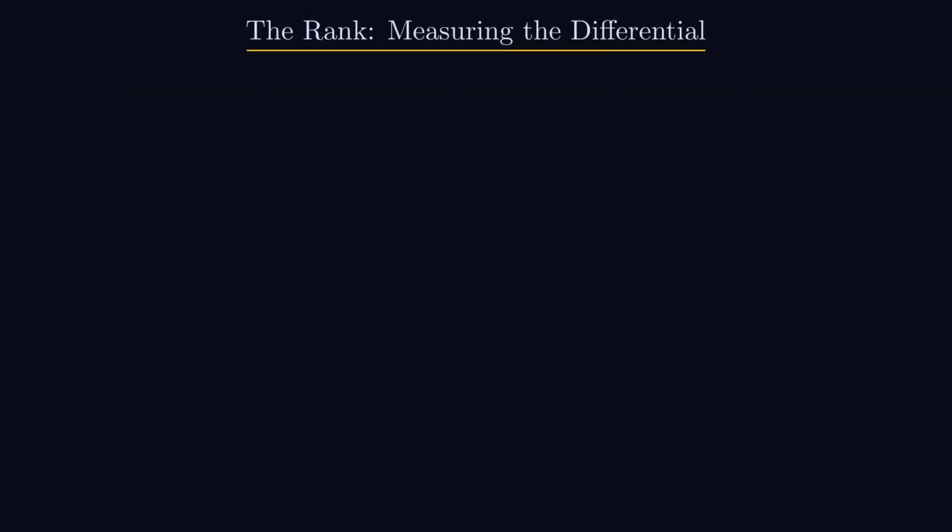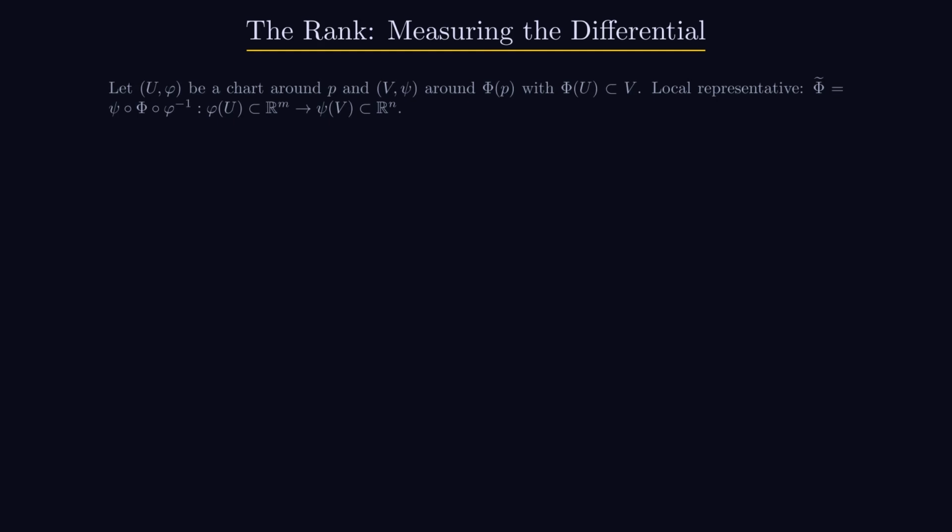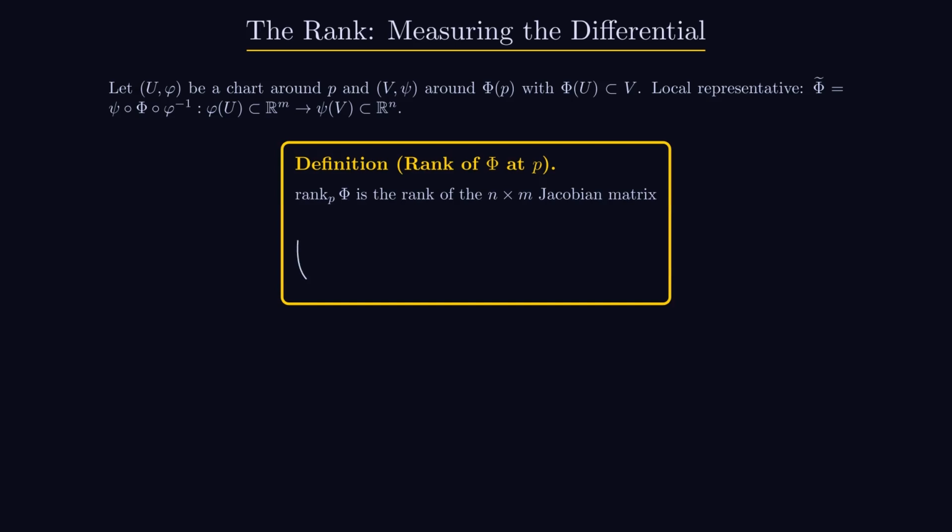Smoothness is a binary condition. A map either is or is not C infinity. The rank provides a finer quantitative invariant at each point. Fix a chart phi around P and a chart psi around phi of P with phi of U inside V. The local representative psi composed with phi inverse is a map from an open subset of Rm to Rn. The rank of phi at P is simply the rank of the Jacobian matrix of that local representative, evaluated at phi of P. This is a number between 0 and the minimum of m and n, measuring how many linearly independent directions the differential of phi sees at P.